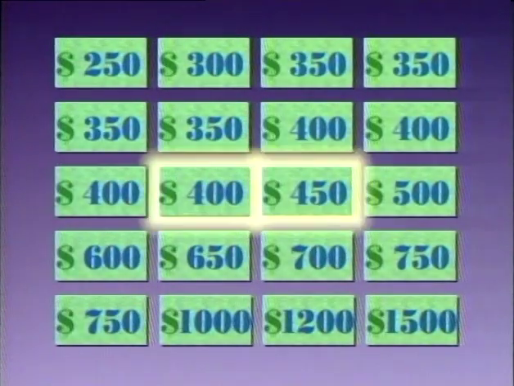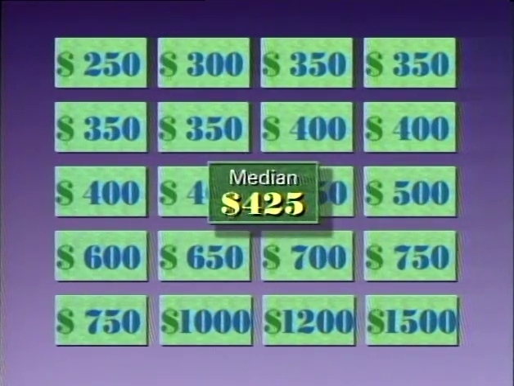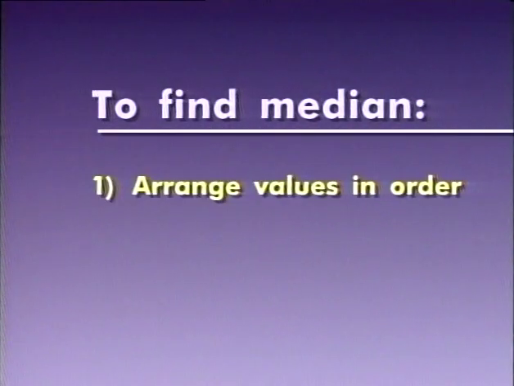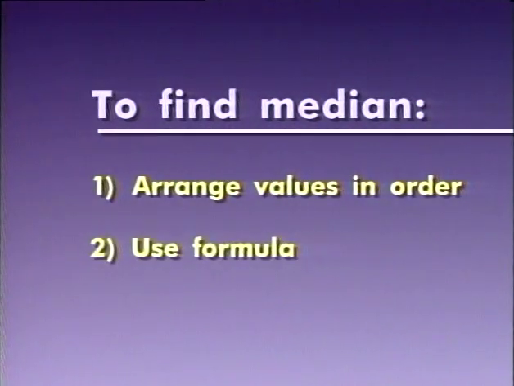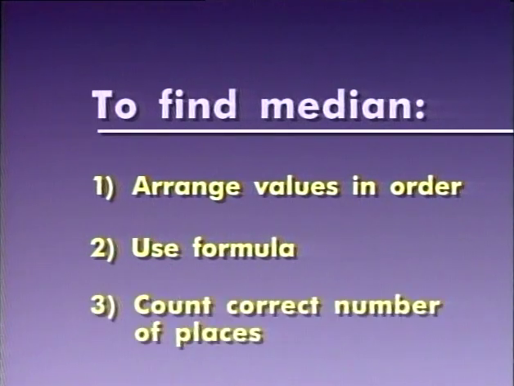Well, that puts us right between the two middle values. Since there isn't a value already there, we just find the midpoint between the two values on either side. Here, the two values are $450 and $400, and halfway between is $425. So $425 is the median wage in this distribution. That's all there is to finding the median. The 3 steps are arranging the values in order, using the formula to find out how far to count, and counting up the correct number of places.